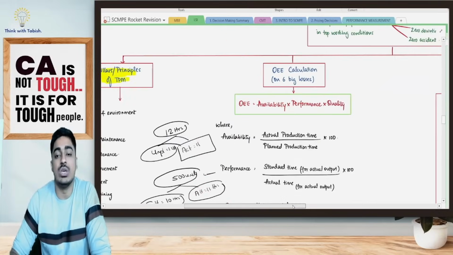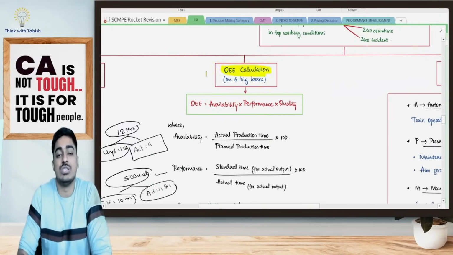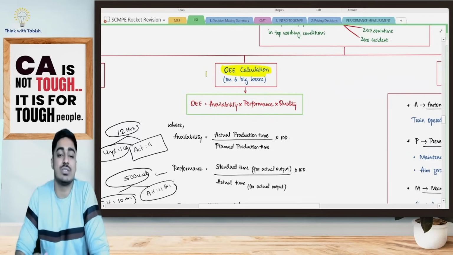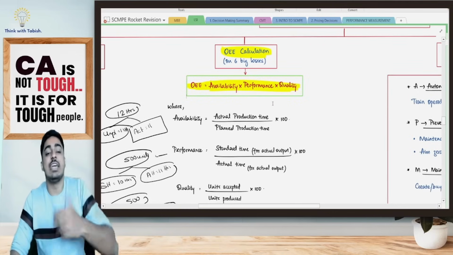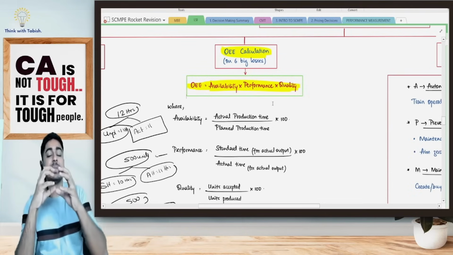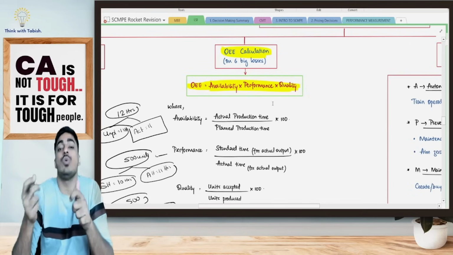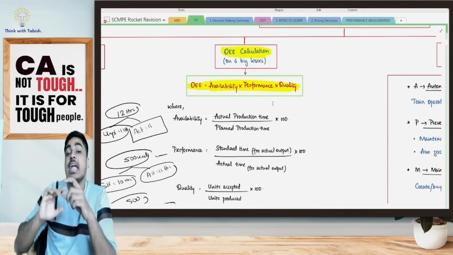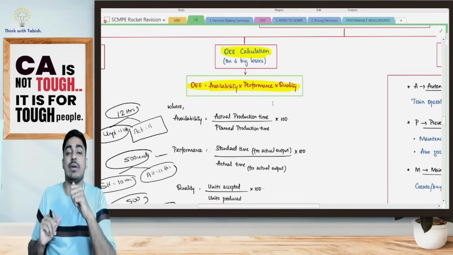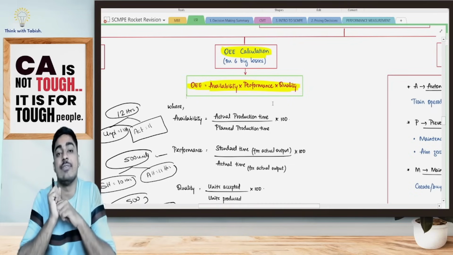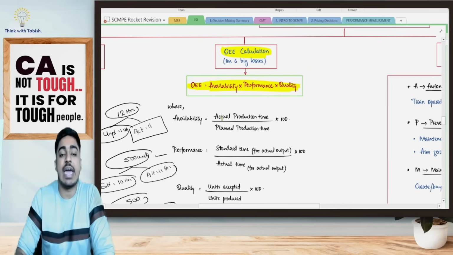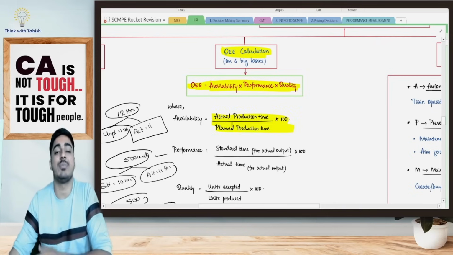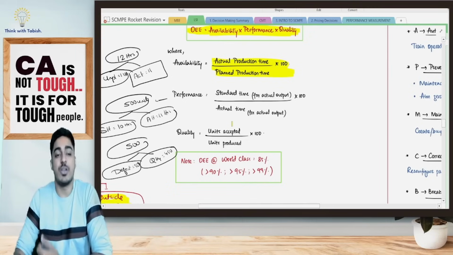Next, I have OEE, one of the most important portions, students. It is based on 6 big losses. OEE is nothing but availability into performance into quality. Now, what is availability? Say for example, I have planned to work for 12 hours tomorrow. However, in that 1 hour was unplanned downtime. That means actually how many hours did I work? 11 hours. That means my availability is 11 divided by 12, which is my actual production time divided by my planned production time. Performance.